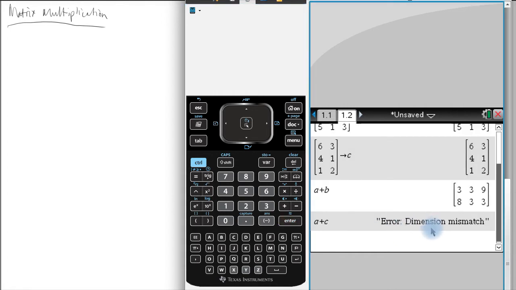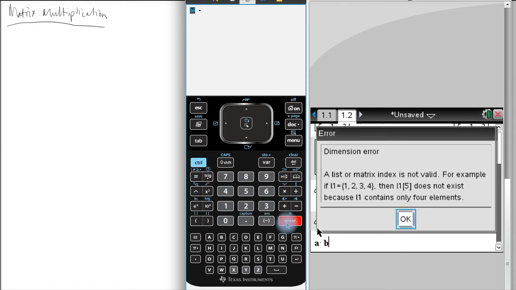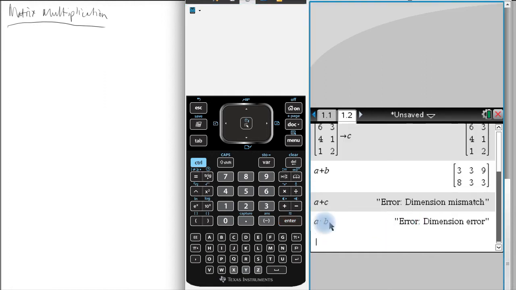Now let's try for multiplication. So let's do A times B. We're multiplying the two that are the same dimension, the same order. Oh, and it says there's a dimension error. Okay, so it's not allowed. Just because they're the same size isn't good enough to multiply them together. Let's try A times C.